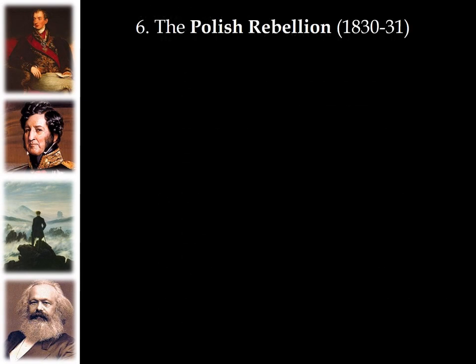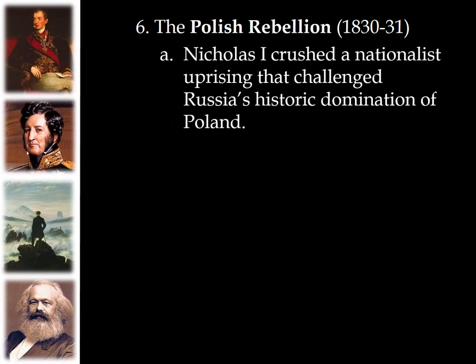The Polish Rebellion of 1830-31. Nicholas I, as Tsar of Russia, crushed a nationalist uprising that challenged Russia's historic domination of Poland. Remember, when his older brother was Tsar, at the Congress of Vienna, they had given most of Poland to Russia, and Alexander I would act as the overseer over the king, if you will, over Poland, over that part of Poland anyways.